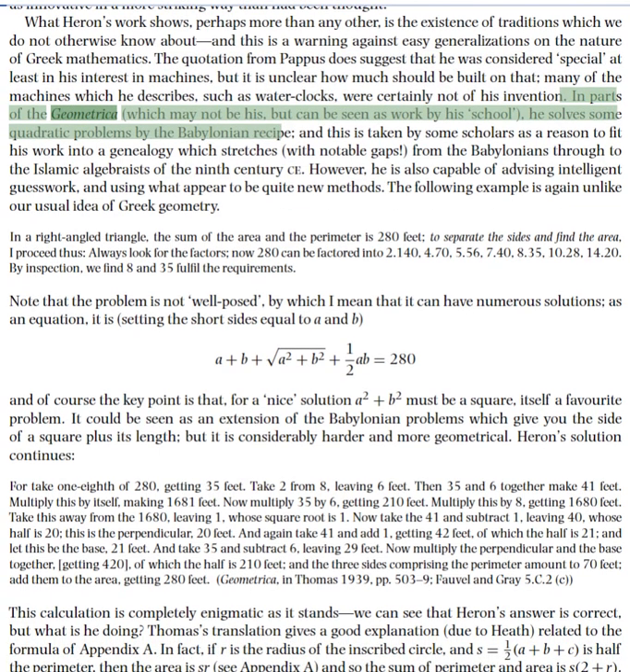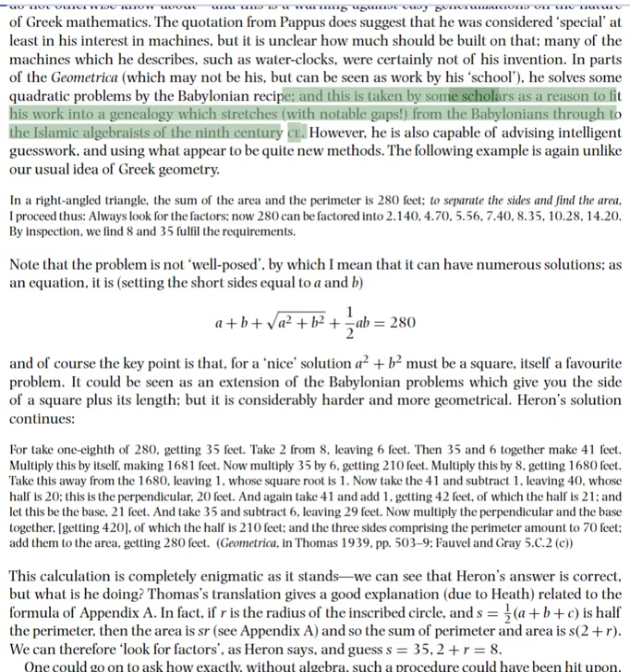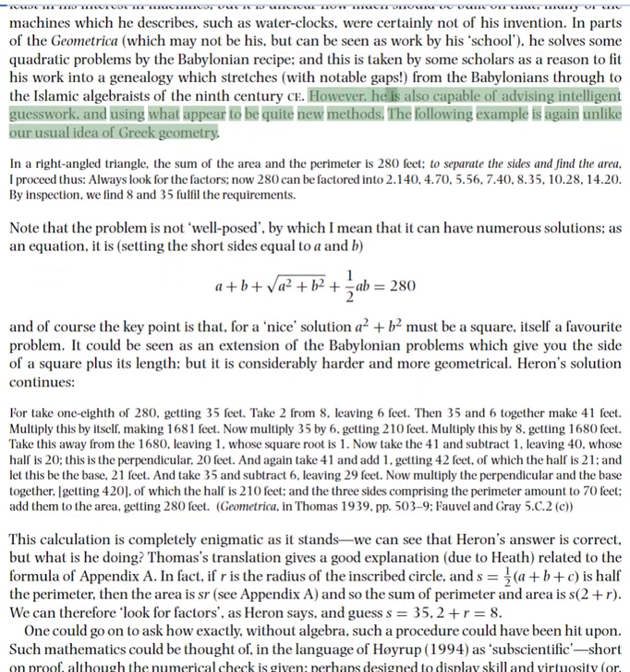In parts of the Geometrica, he solved some quadratic problems by the Babylonian recipe. And this is taken by some scholars as a reason to fit his work into a genealogy which stretches from the Babylonians through to the Islamic algebraists of the 9th century CE. However, he is also capable of advising intelligent guesswork and using what appear to be quite new methods. The following example is again unlike our usual idea of Greek geometry.